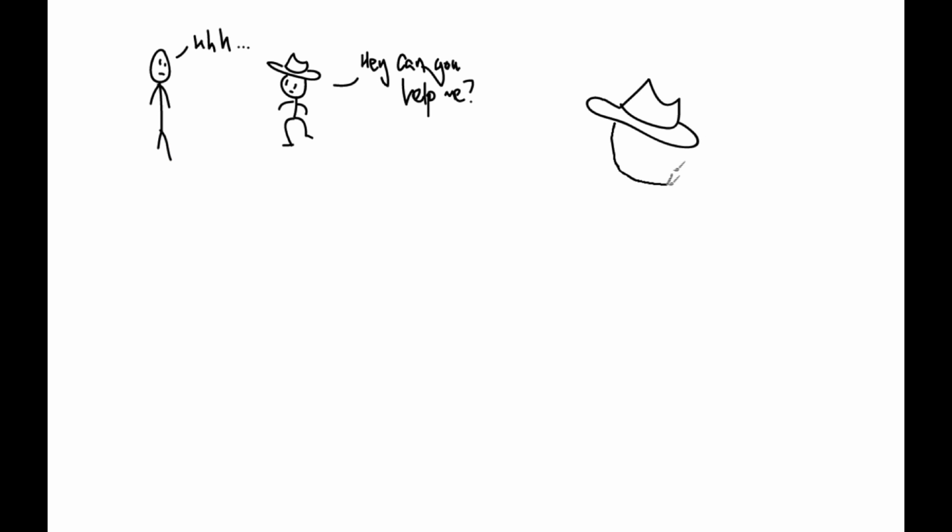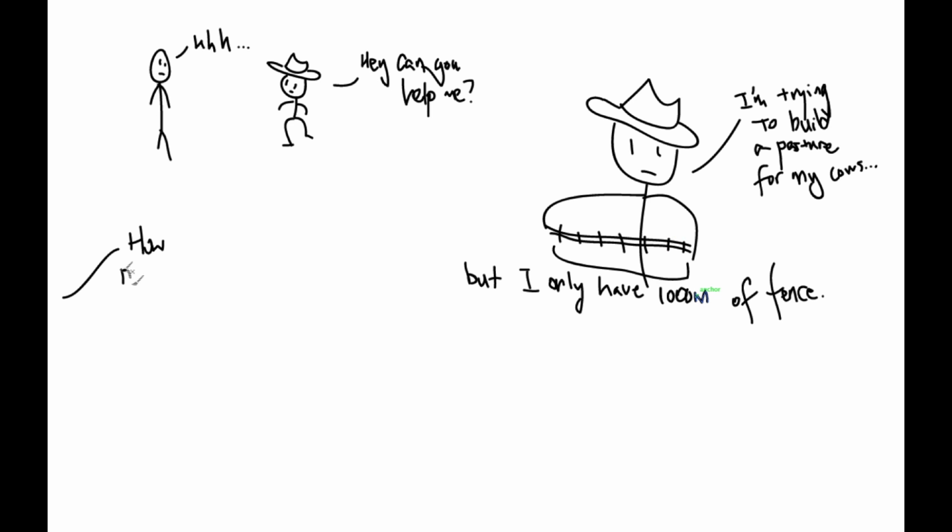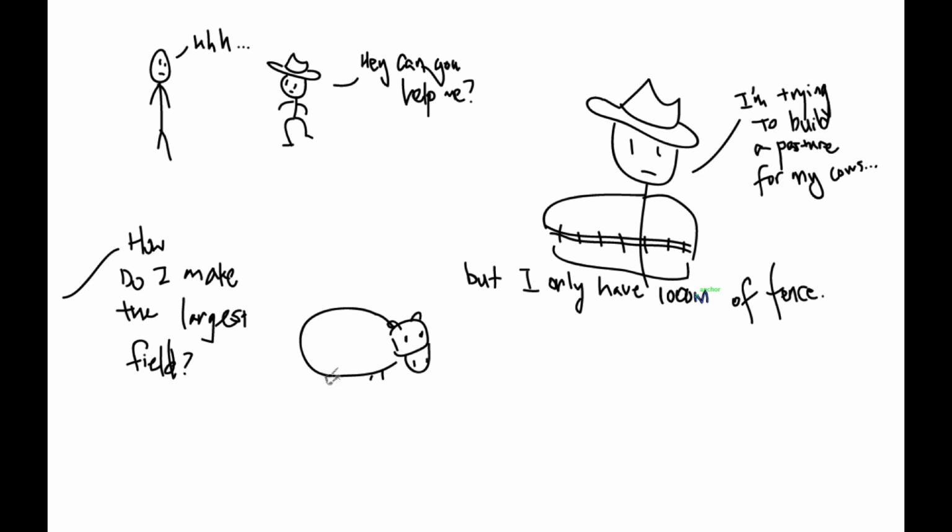So you're walking around, kind of minding your own business, when all of a sudden this farmer comes up to you and he's like, "Hey, I've heard that you're really, really good at math, so I would like you to help me with this problem. I'm trying to build a pasture to put all my cows in. However, I only have a limited amount of fencing available, and of course, I would like to make the largest field so that I can put as many cows in as possible and not have to spend a lot of money."